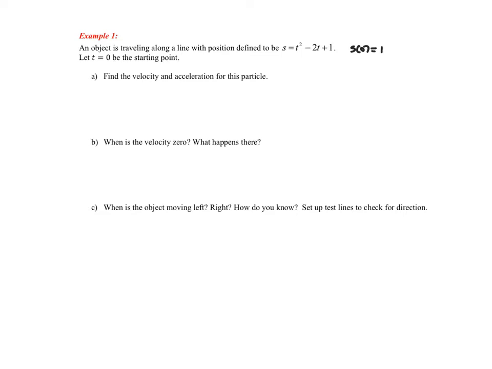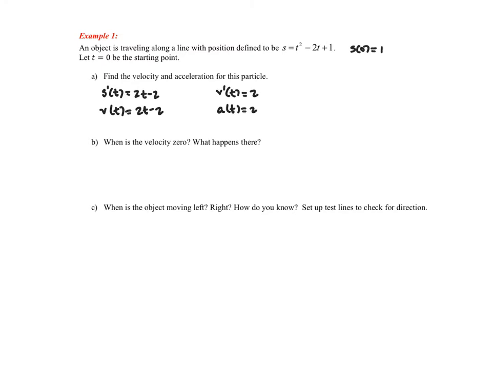It doesn't say at a specific time, so we're going to assume generally speaking. So s prime of t will equal, using the power rule, 2t minus 2. Therefore, v of t is equal to 2t minus 2. All right, now let's look at v prime of t. V prime of t will be the derivative of 2t minus 2, which is 2. Therefore, a of t is equal to 2.